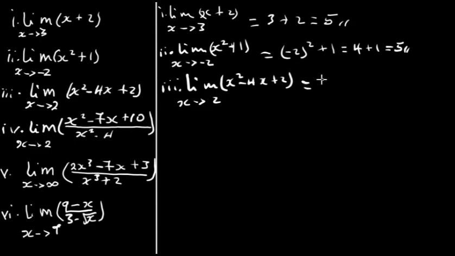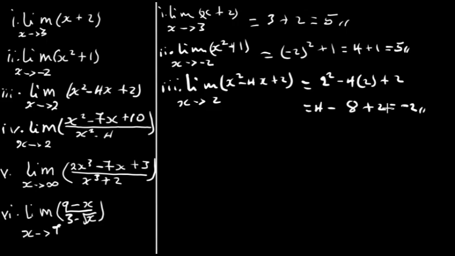So it's going to be 2 squared minus 4 by 2 plus 2. And 2 squared is 4. Minus 4 by 2 is 8, plus 2, which is equal to, so 4 minus 8 is what? Negative 4 plus 2, which is negative 2.